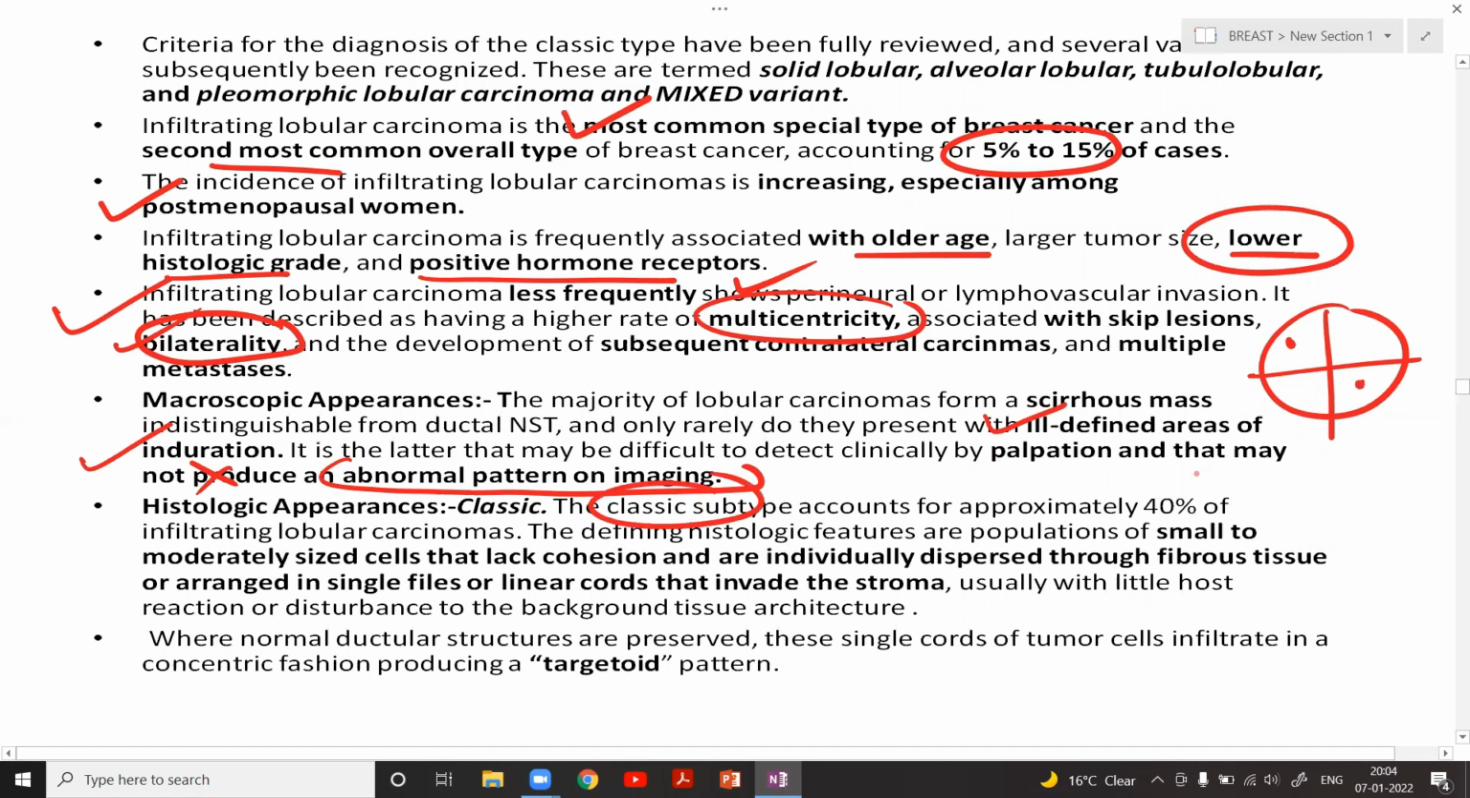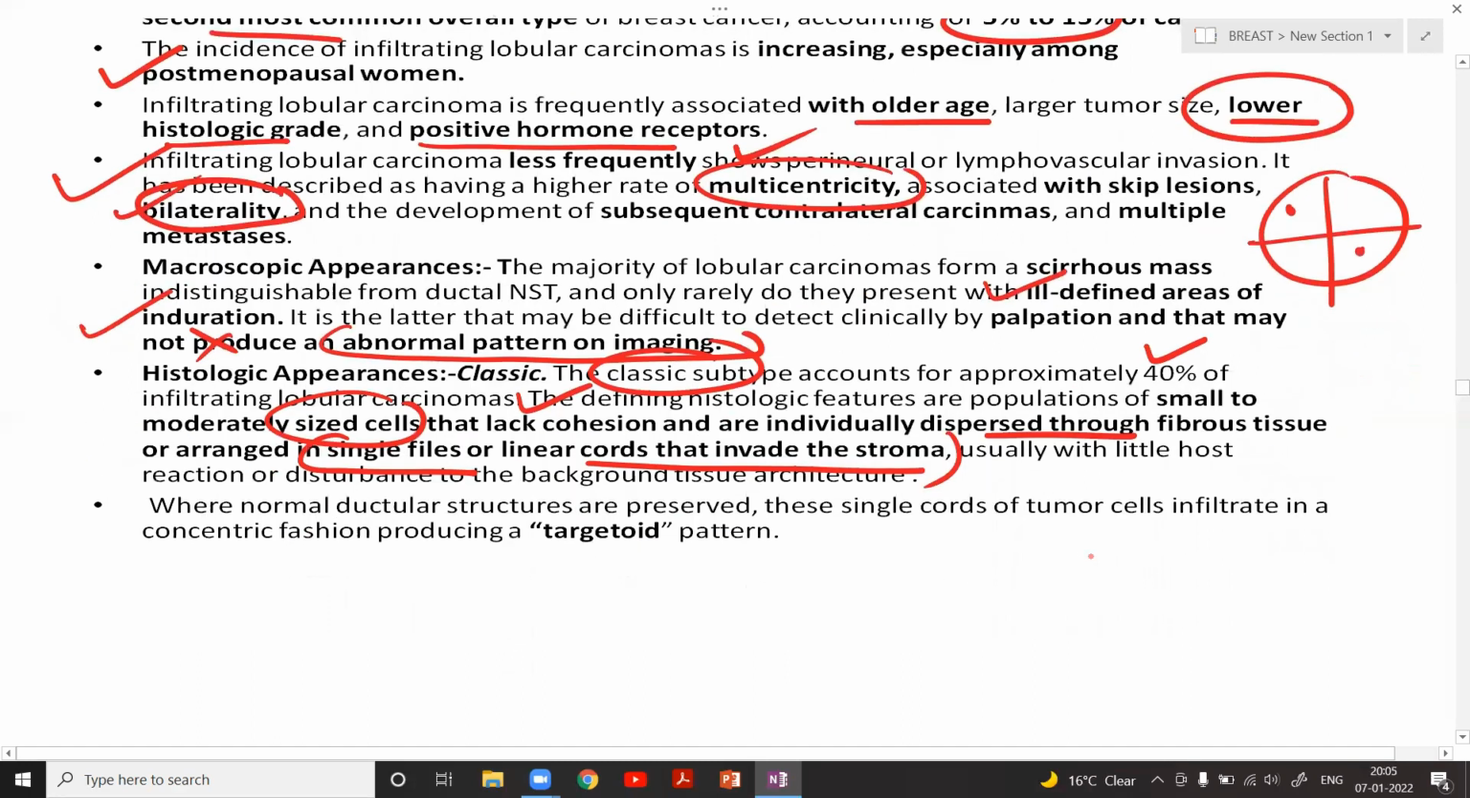So classically, approximately 40% of the infiltrating cases are the classic variety. As I showed you, they have the cells arranged in single files or linear cords that invade the stroma, and they lack cohesion. These are small to moderately sized round cells, lacking cohesion, individually dispersed, sometimes in a single line pattern. Sometimes these infiltrating cells might surround a duct, and in that case they produce what is called a targetoid pattern.